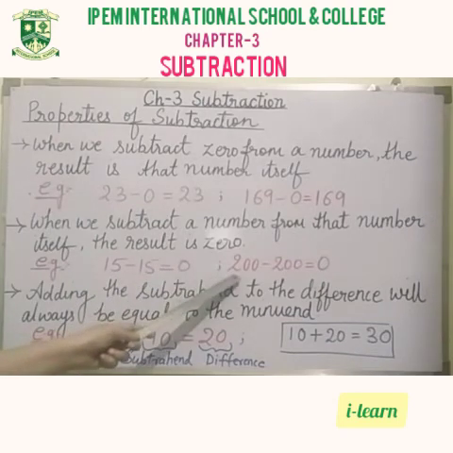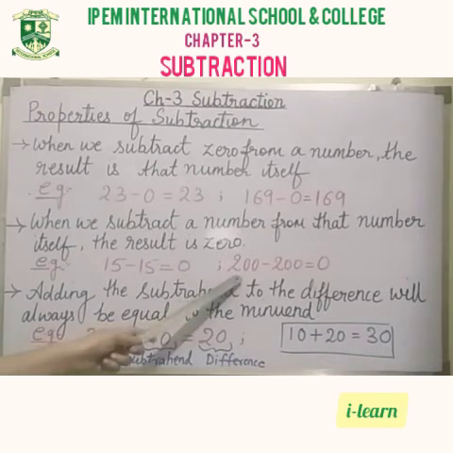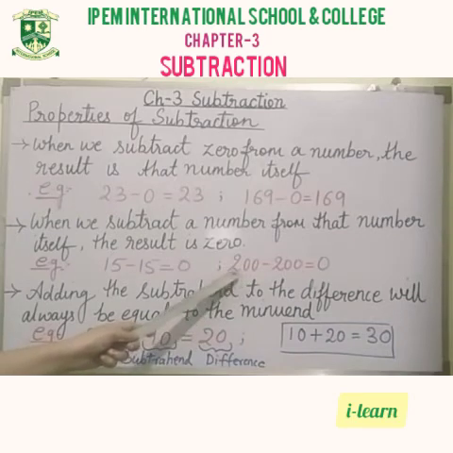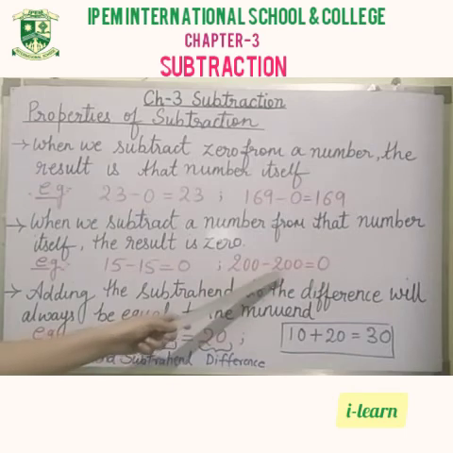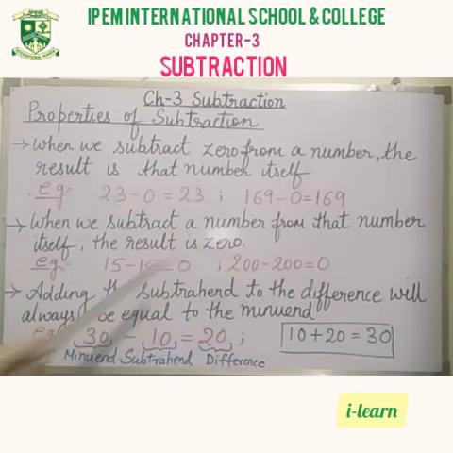See the second example. No matter what the number is, whether it is a 2-digit number, 3-digit number, or 4-digit number, when we subtract two similar numbers, we always get the result 0. So here 200 minus 200 is equal to 0.